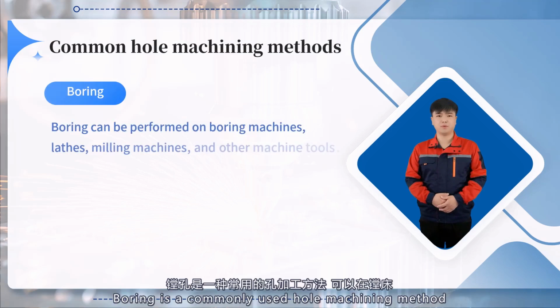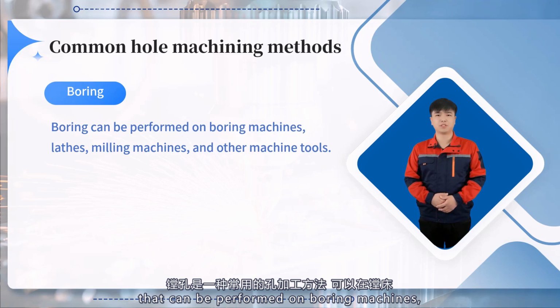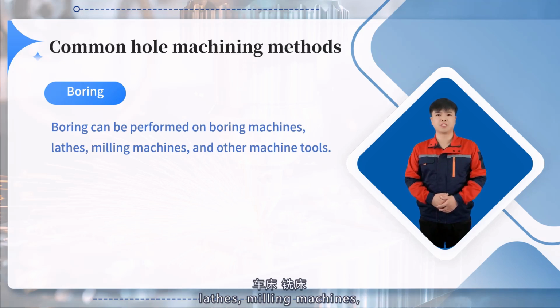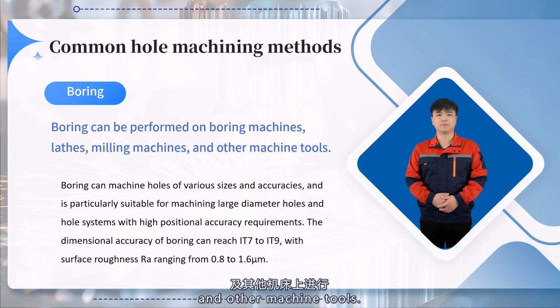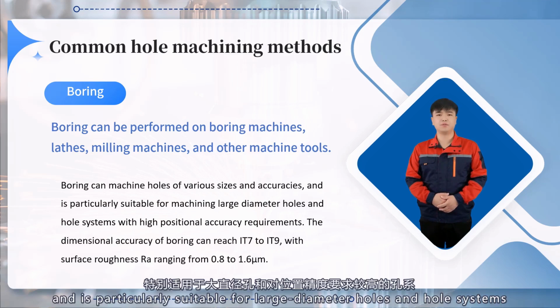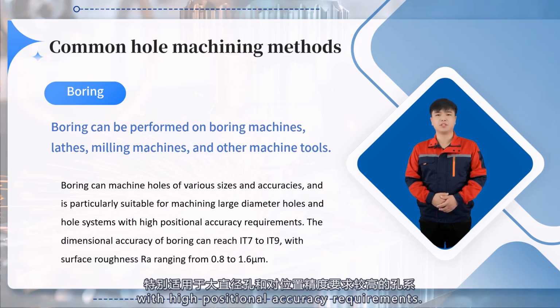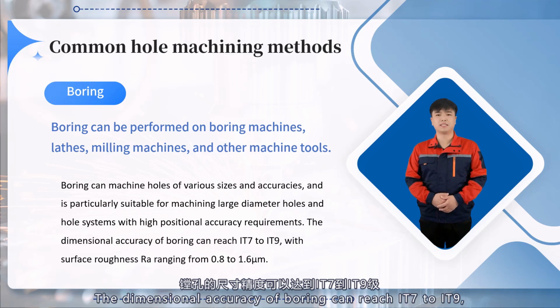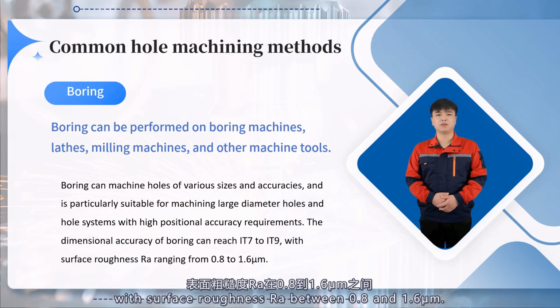Boring. Boring is a commonly used hole machining method that can be performed on boring machines, lathes, milling machines, and other machine tools. It is capable of machining holes of various sizes and accuracies, and is particularly suitable for large diameter holes and hole systems with high positional accuracy requirements. The dimensional accuracy of boring can reach IT7 to IT9, with surface roughness Ra between 0.8 and 1.6 micrometers.